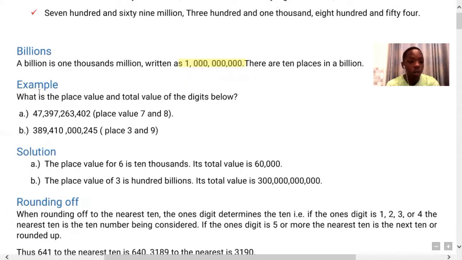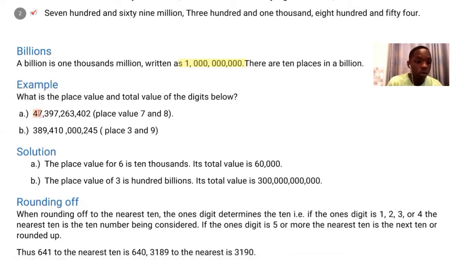For example, what is the place value and total value of the digits below? We have 7,307,263,402. The place value that we're trying to figure out is for the digits 7 and 8. So we are figuring out the place value of 7, 7 and 8.